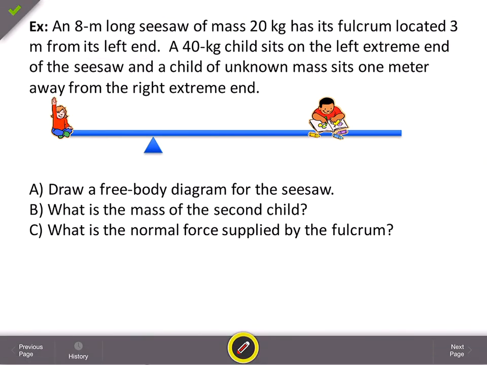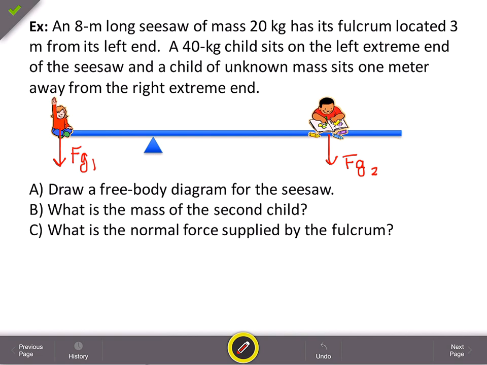So, starting over from the left end, looking at all of the forces that would be acting on this system, first we have weight from this person here on the left. I'm going to call that FG1. We have some other objects that have weight here. Definitely this other person. I'm going to call that FG2.